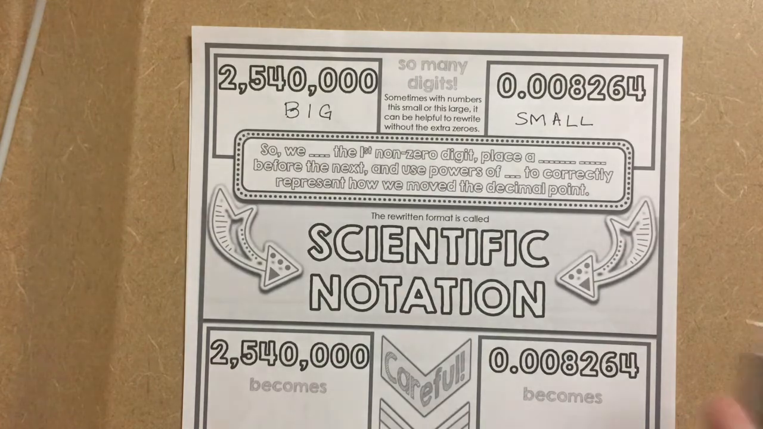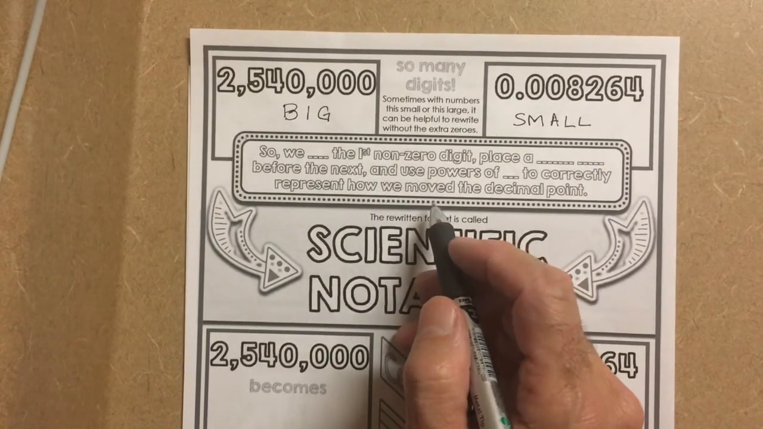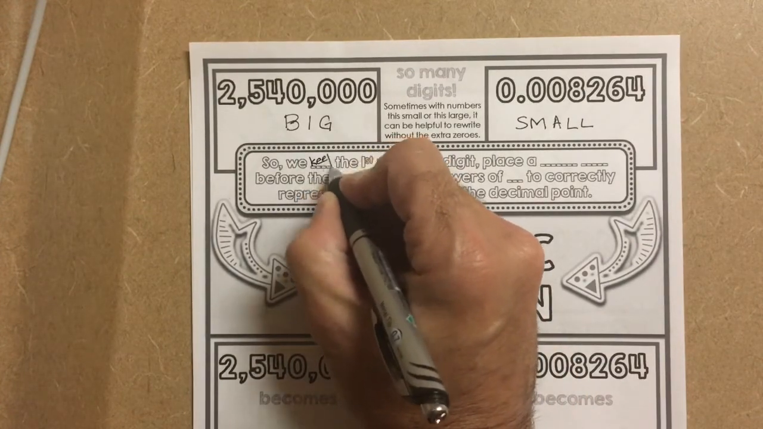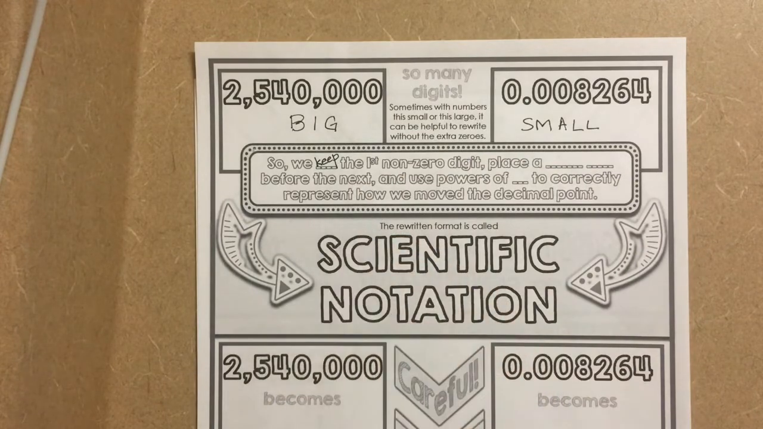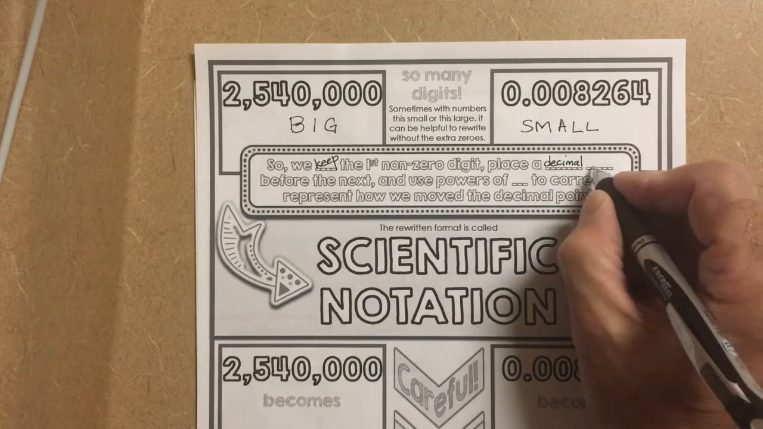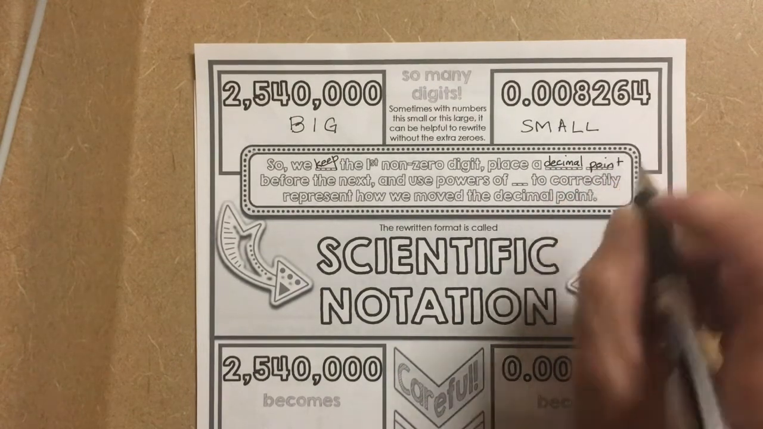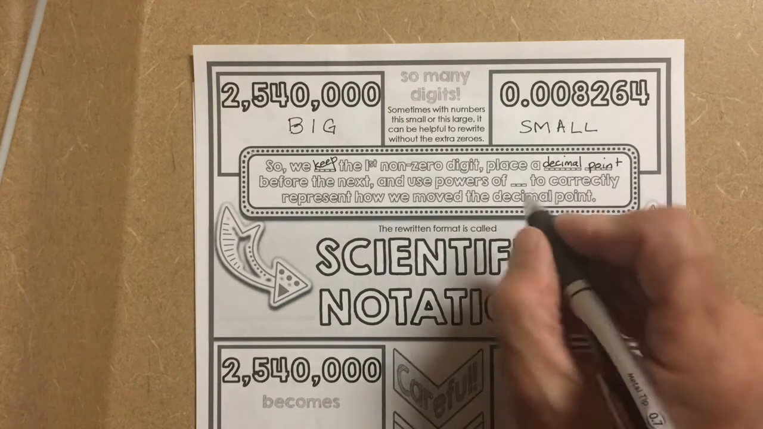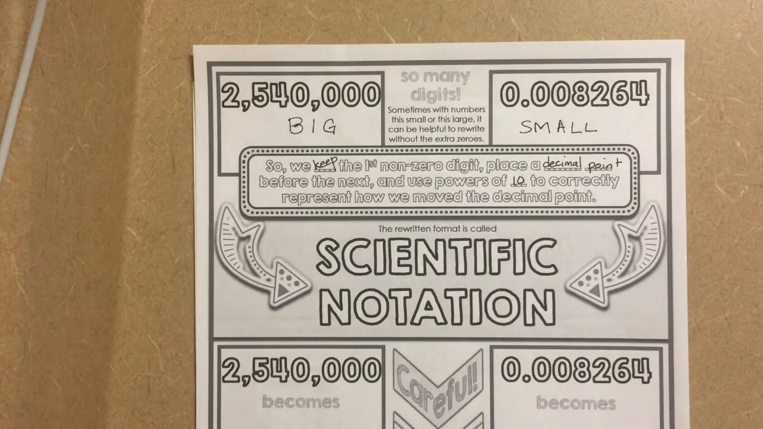So here's the rule. I know we learned this yesterday, but this is a different way to learn it. We keep the first non-zero digit. So you're going to keep the first digit that is not a zero. And then you're going to place a decimal point before the next digit. So one non-zero digit at the start, then the decimal point before the next. And then we're going to use powers of 10 to correctly represent how we move the decimal point.